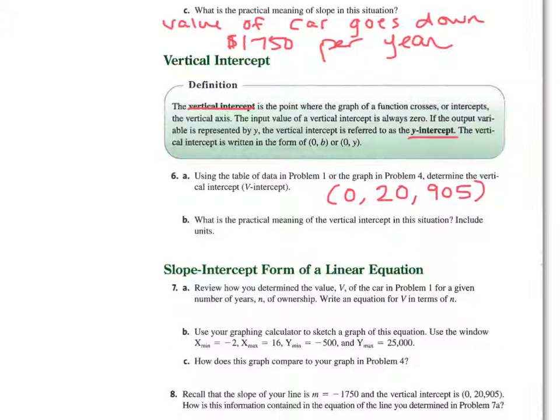Okay, this is my x, this is my y, or input, output. So that was our starting value. That vertical intercept is the initial value of the car, really when n equals 0. So whenever you have an intercept, either a vertical or horizontal, something is 0. If I'm looking at a vertical intercept, it means my input was 0. And then we'll look at the opposite in a second.